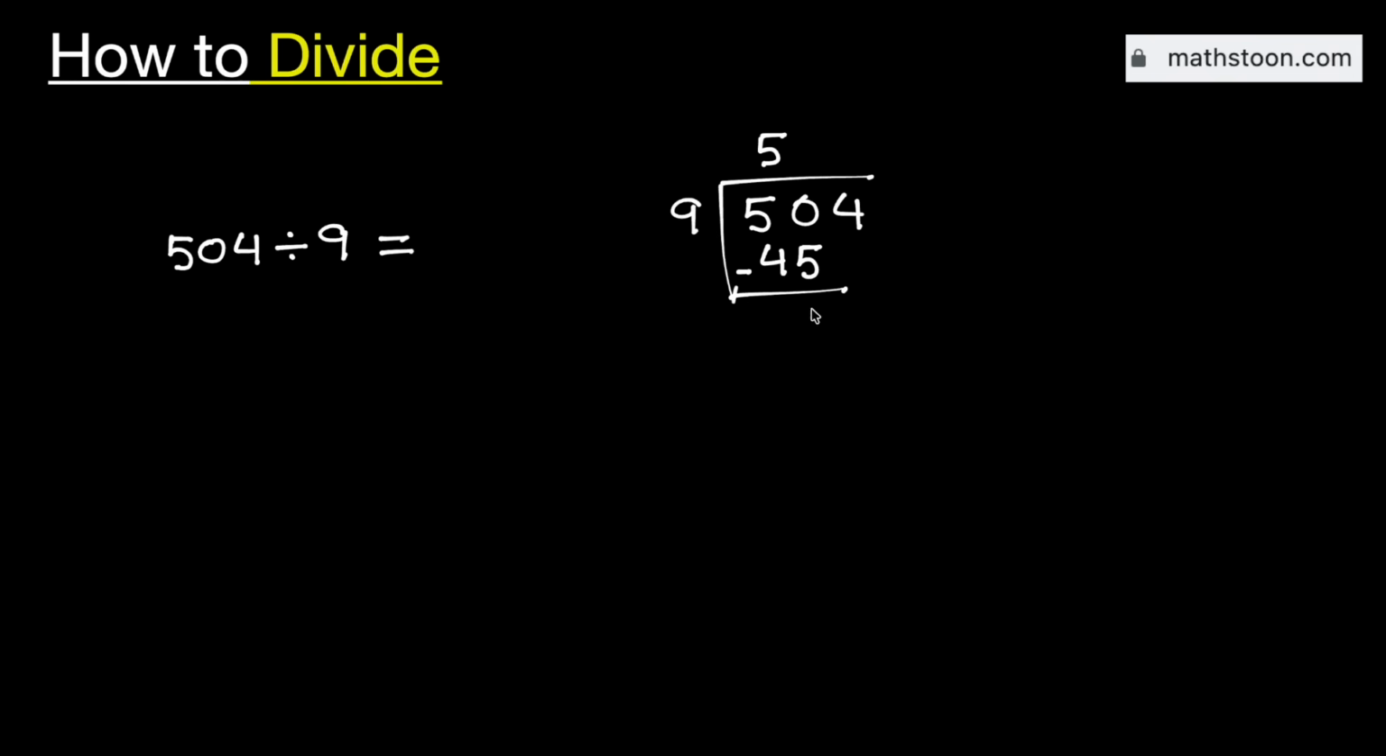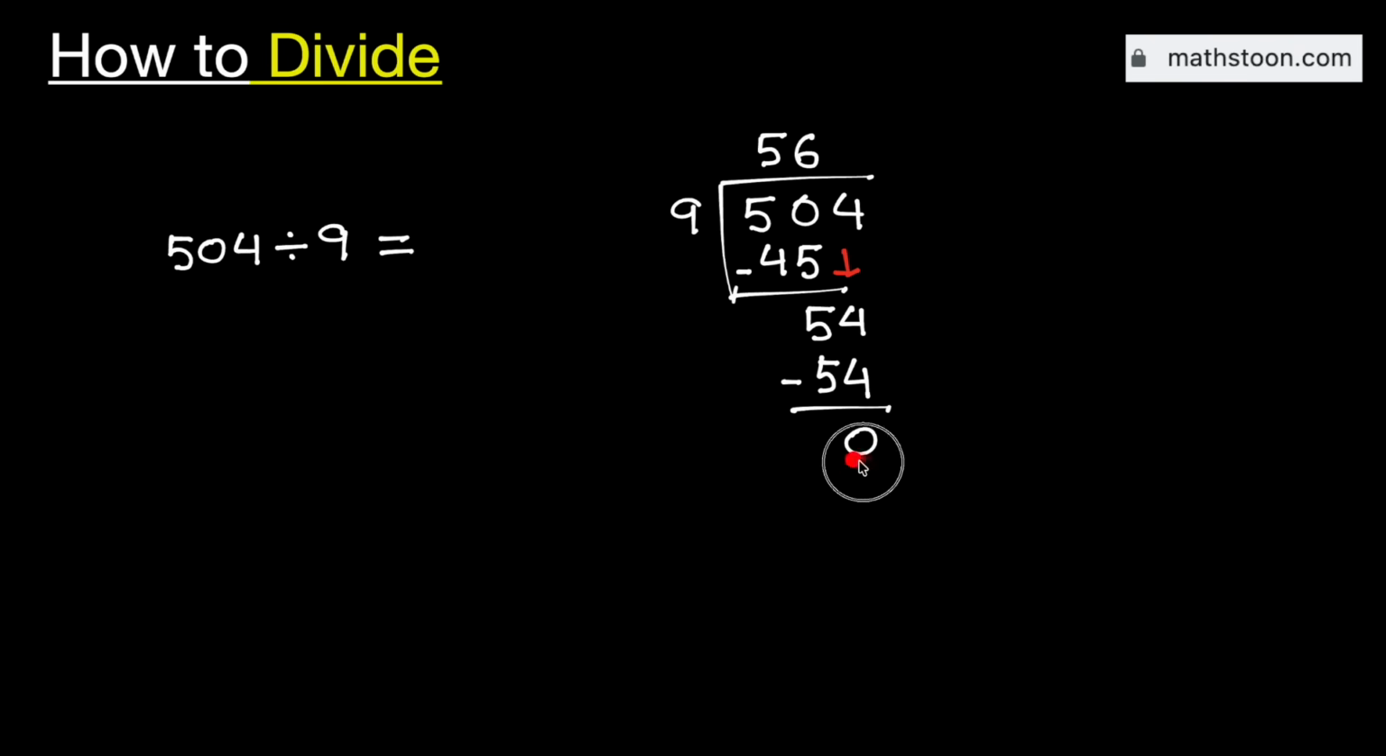Subtracting, we get 5. Now again this 5 is less than 9. That is why we will bring down this number 4 here. And we know that 9 times 6 is equal to 54. Subtract, we get 0.